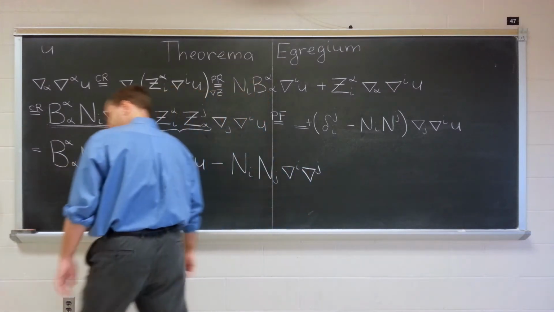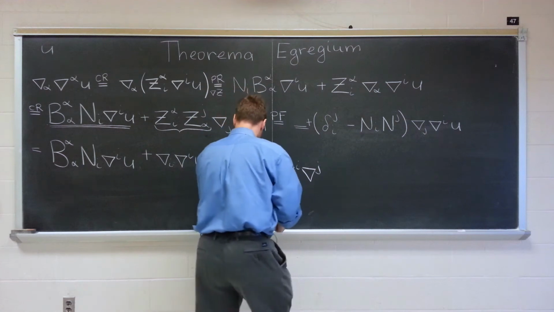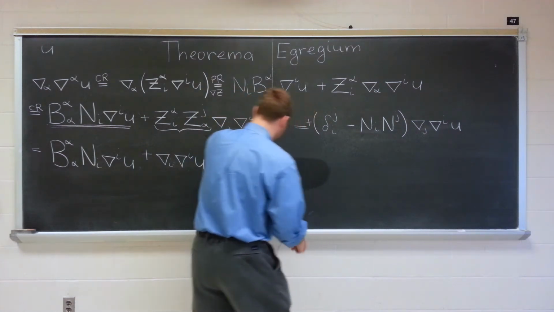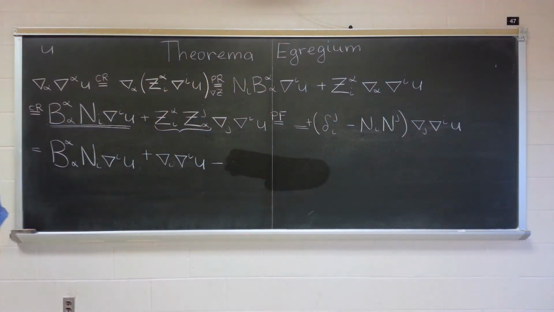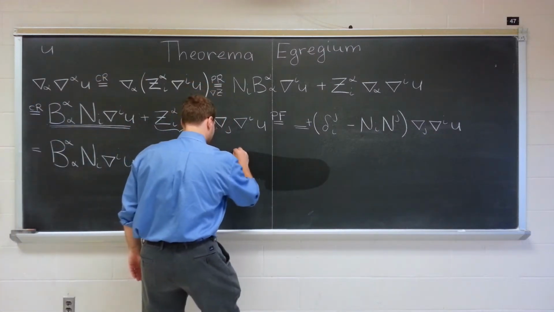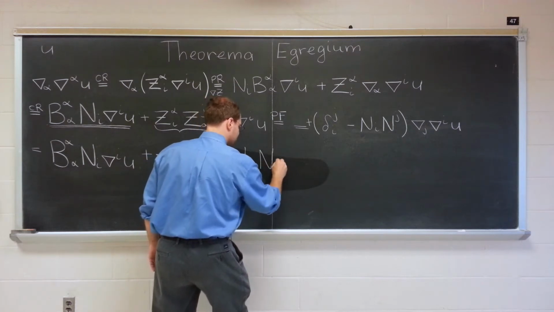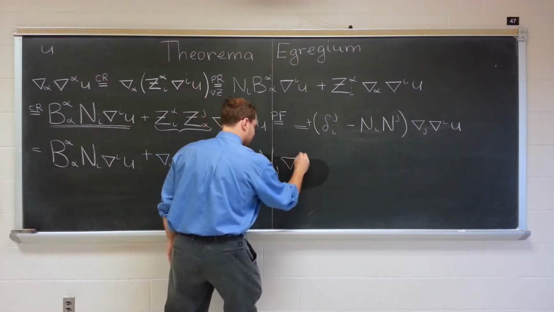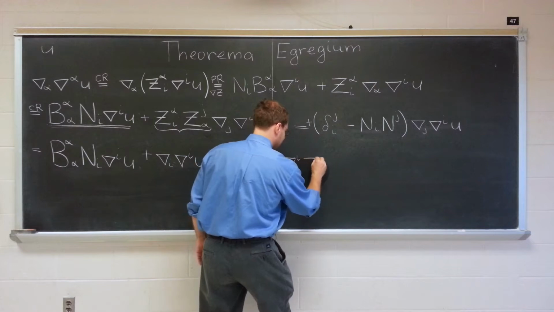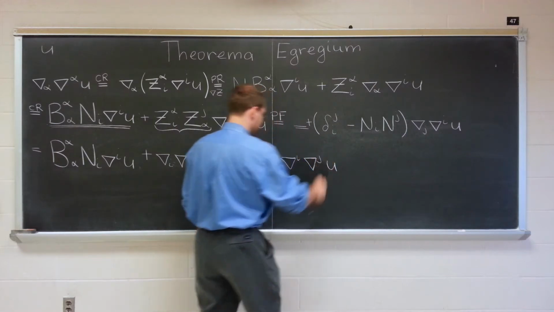And I will do it without my characteristic gravitational drop. All right, minus n^i n^j, derivative i, derivative j of u.